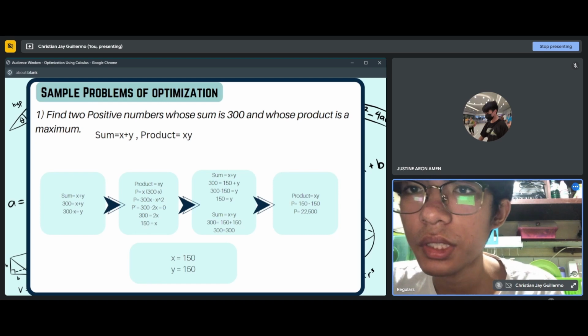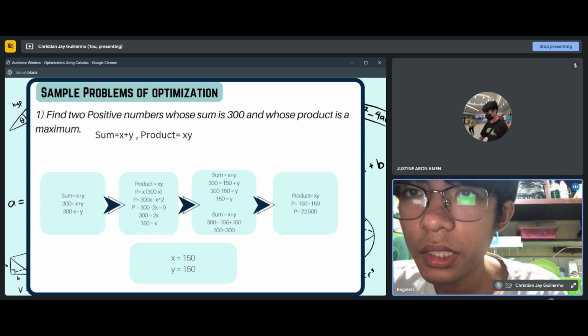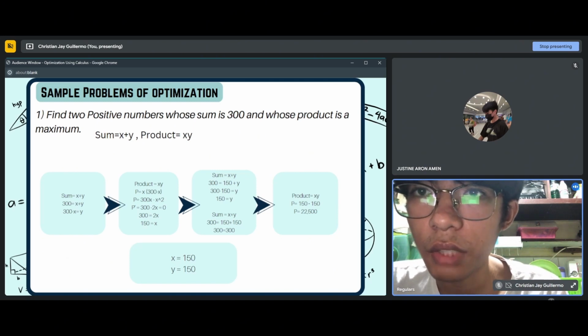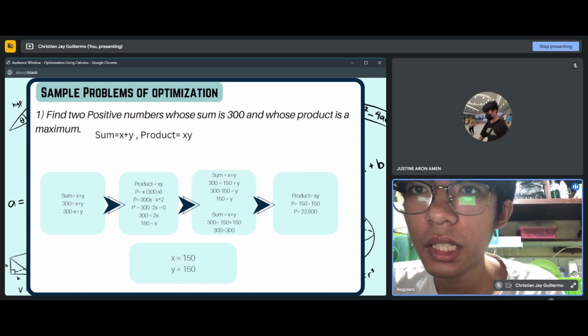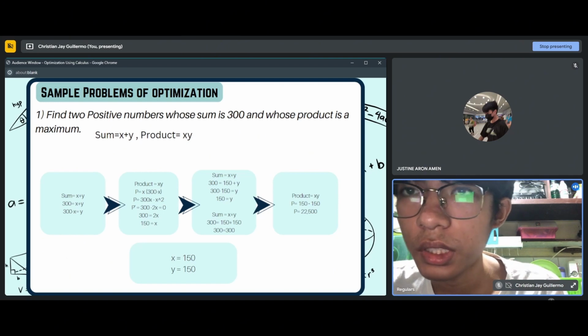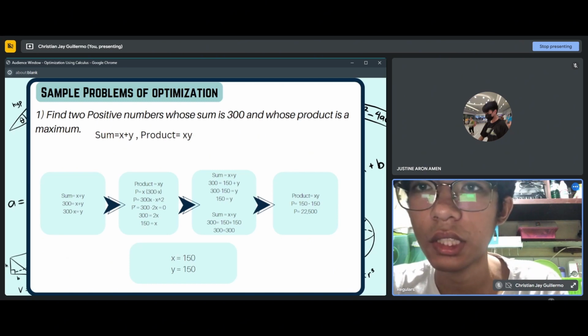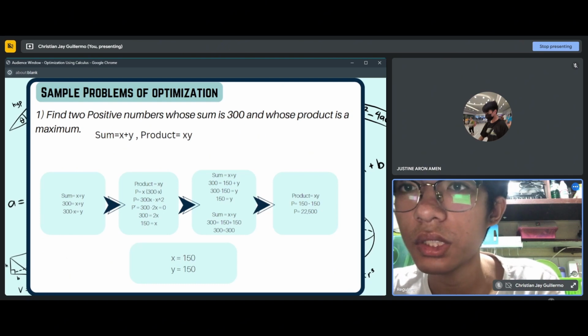So, after nun, transpose lang natin yung 2x para maging positive siya. So, 300 is equal to 2x. And tatanggalin naman natin yung number nun para maging x lang siya. So, divide both sides by 2. 300 over 2 is equal to 2x over 2, magiging 150 is equal to x. So, nakuha na natin yung x natin. Our x is 150. So, let's move on to sa y naman.